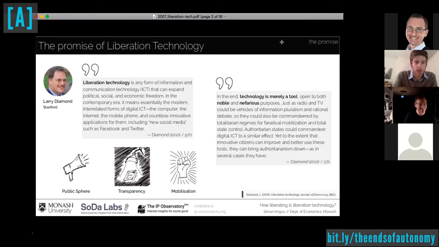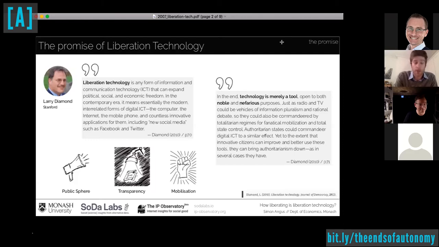as he says, is any form of information and communication technology, ICT, that can expand political, social, and economic freedom. In the contemporary era, it means essentially the modern interrelated forms of digital ICT, the computer, the internet, the mobile phone, and countless innovative applications for them, including, quote unquote, new social media, such as Facebook and Twitter. He goes on in the paper to outline three major areas where liberation technology had already shown promise and could potentially have even greater implications for the passage of freedoms, political, social, and economic in the future.